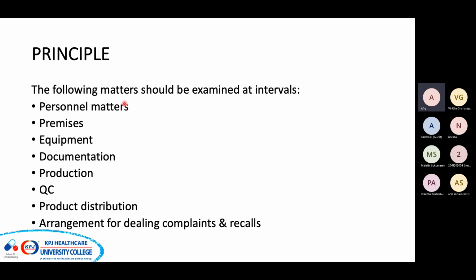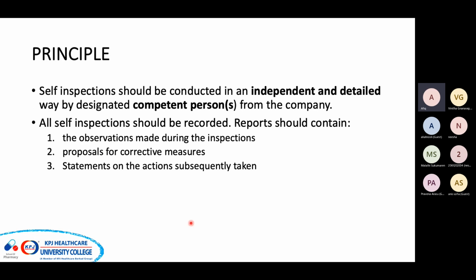So these are the matters that should be examined during the intervals: personnel matters, the premises, equipment. Equipment is all of the equipment from the manufacturing side up to the analytical lab, for example the QC lab. Also documentation, production, quality control, product distribution, and the arrangement for dealing with complaints and also product recalls.